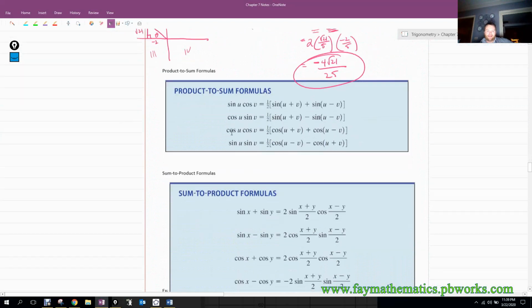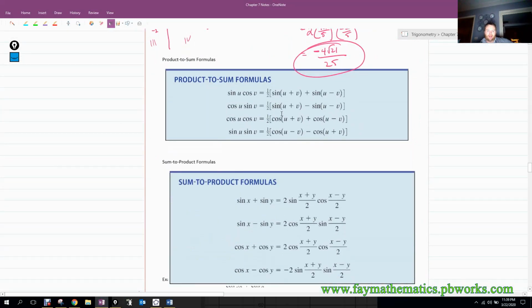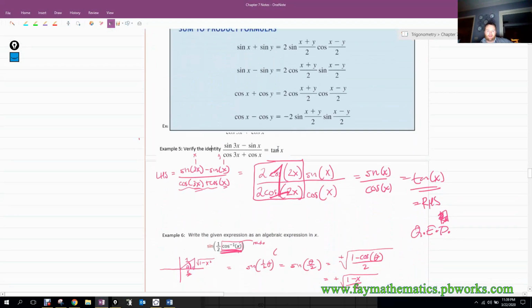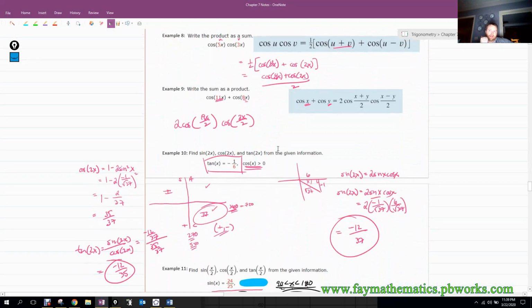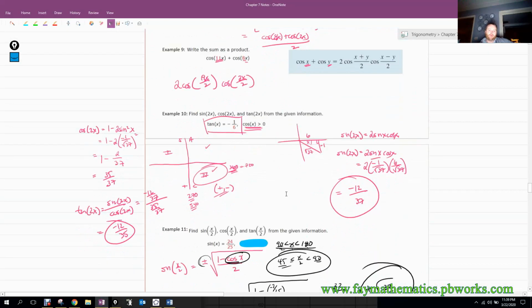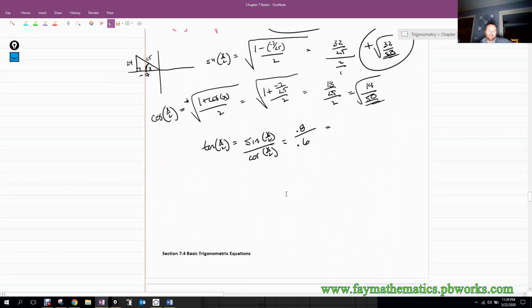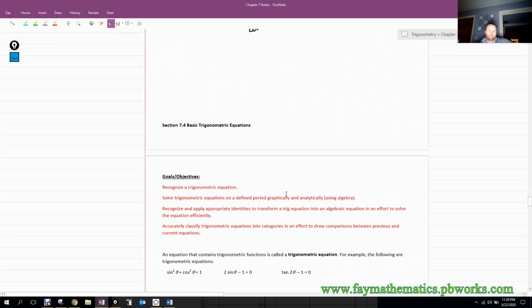You rarely see these two in application. So double angles, half angles, those are the ones that we want to really focus on, because they become, like I said, essential in other sections, other courses.